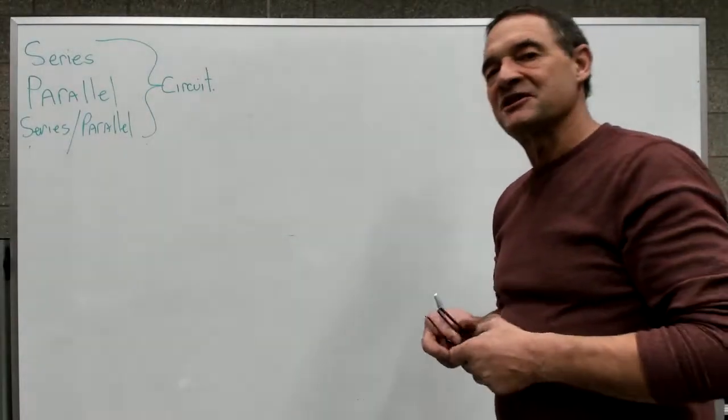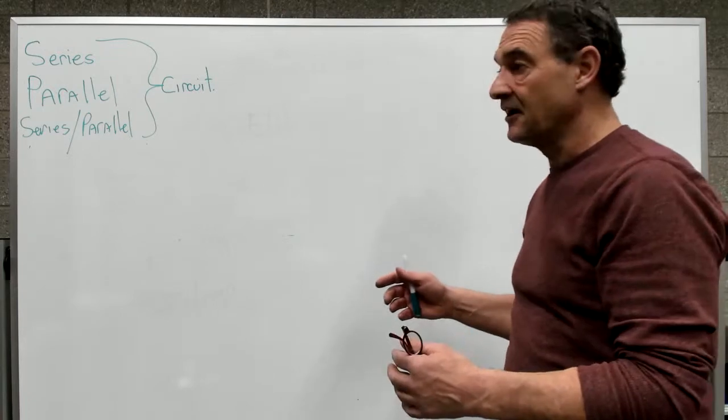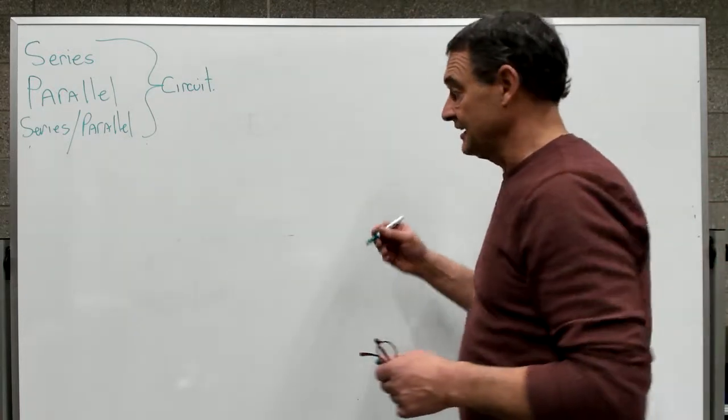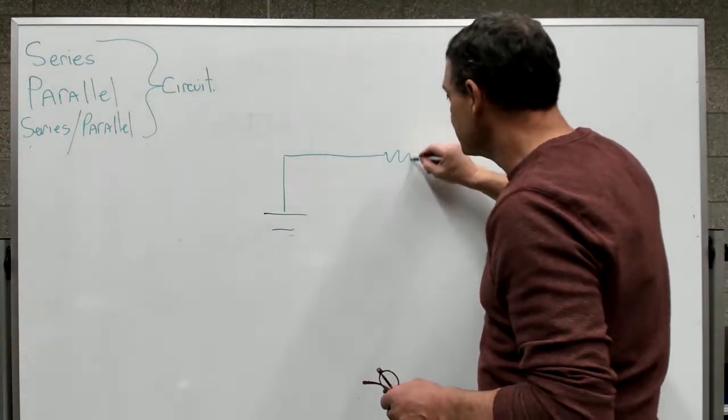Today I want to talk about series, parallel, and series parallel circuits, and I'm just going to give a brief explanation of what they are. So let's start with a series circuit. A series circuit has one path for current to flow.